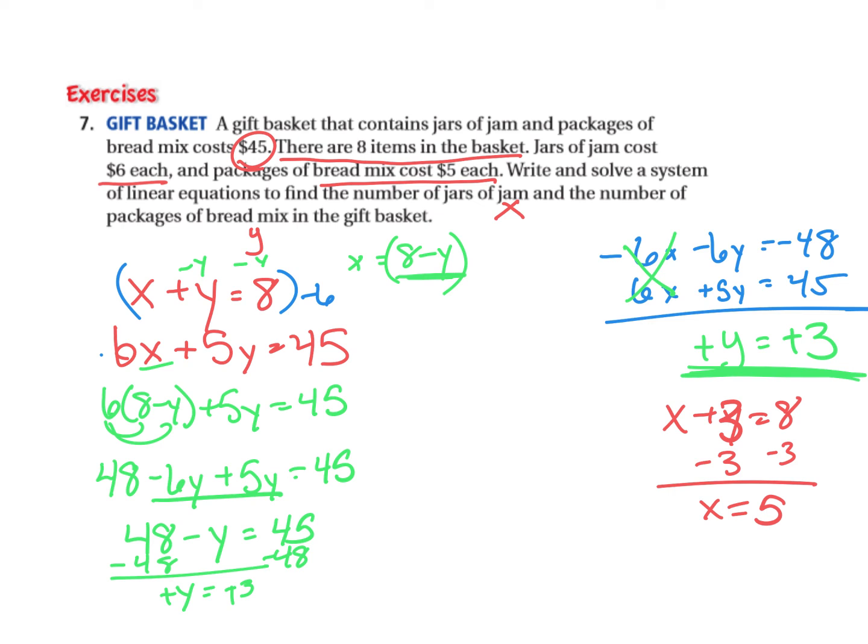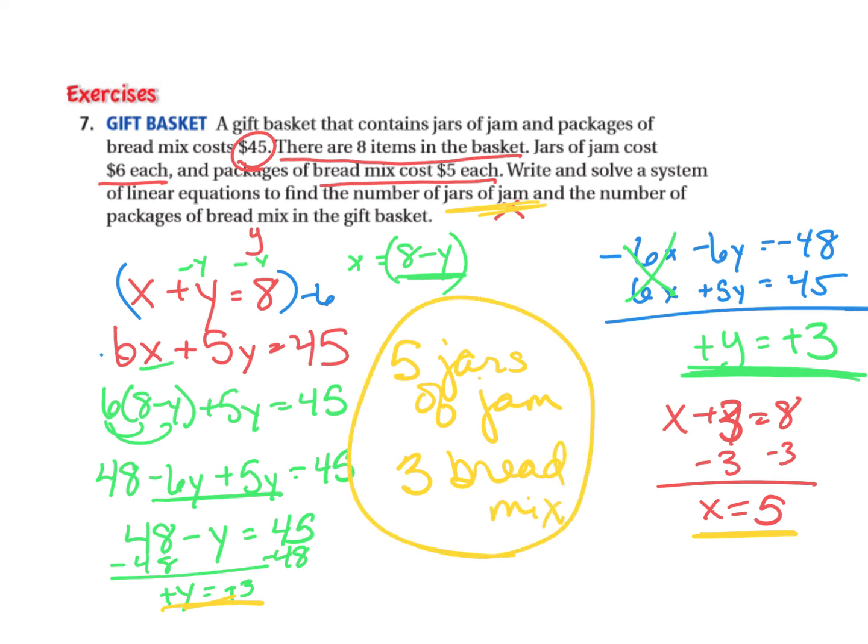So our solution now has to be in words. X is 5. X, remember, were jars of jam. So I have 5 jars of jam. And my y is 3. I have 3 bread mix. And that is the answer that I'm looking for.